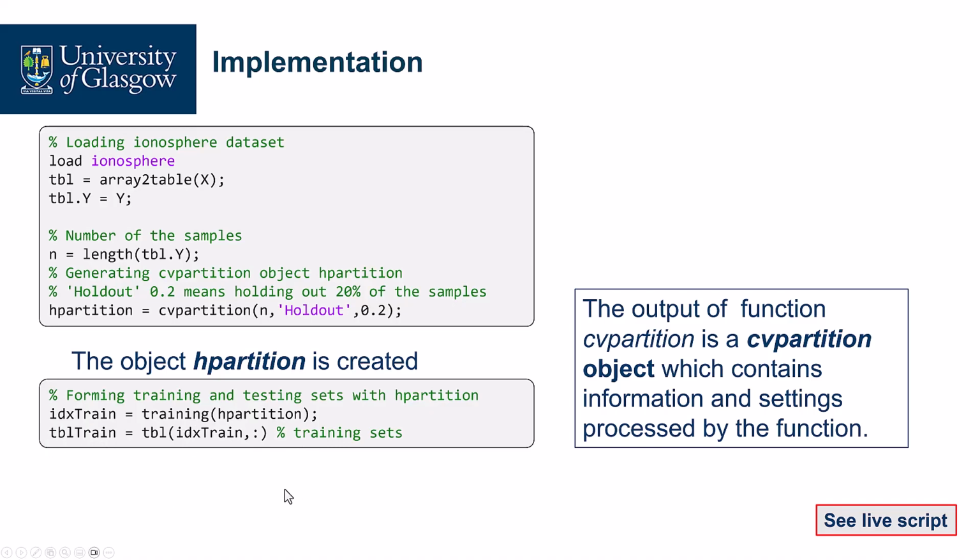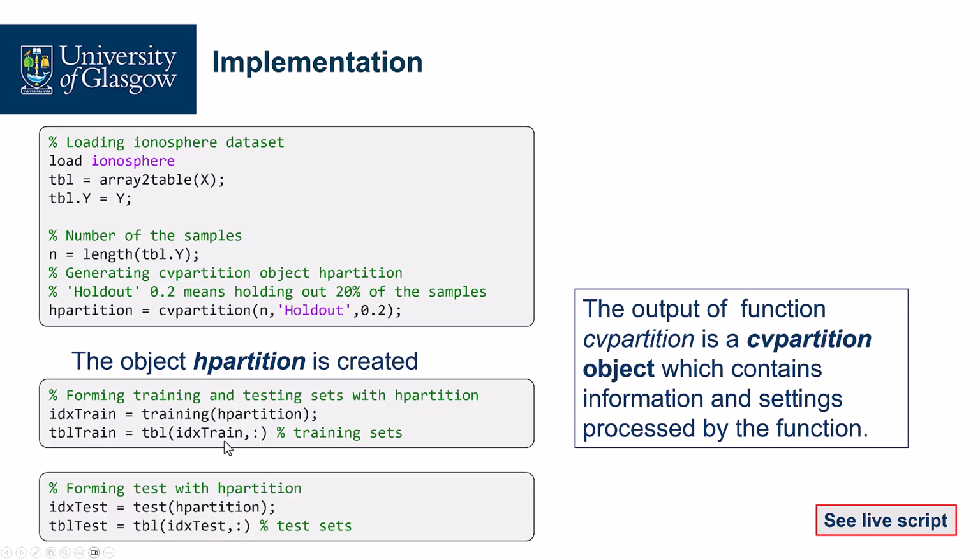Similarly, if I want to get the test set, I can use the same way, except here I don't use training, I use test. So I can still get the index and then get the rows from the table, right? In this way, by using the cvpartition function, I get the training set and the test set.